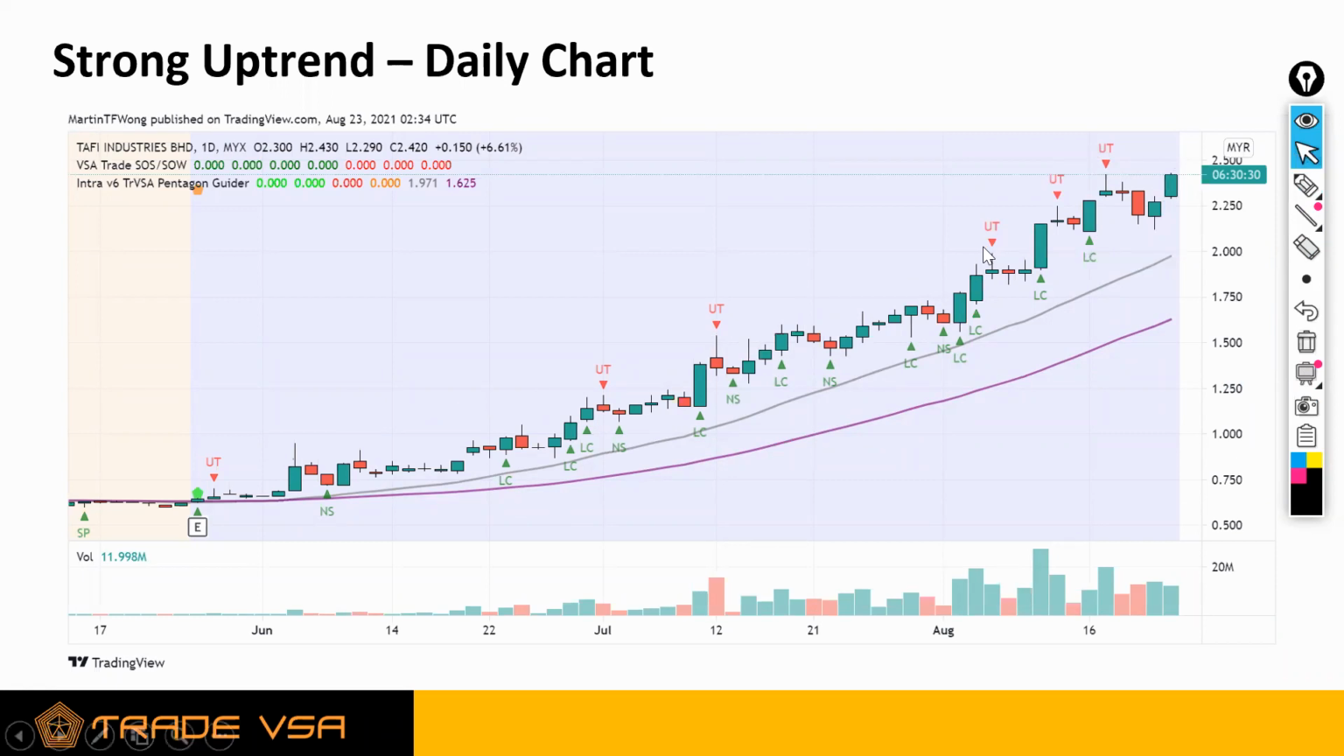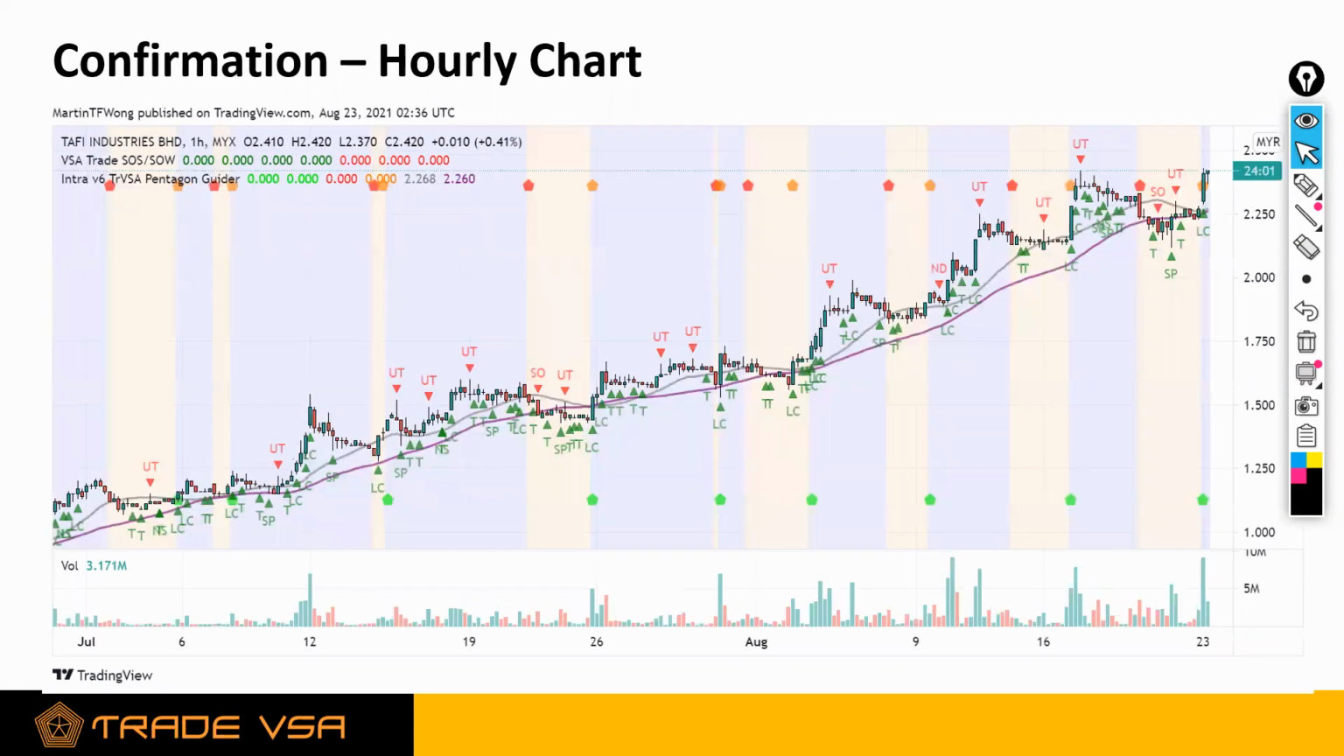So now, for example, if you miss this kind of trade and you want to enter because it's still going up nicely, what I do is confirm entry with the hourly chart. There are a few things you want to do. Is there any narrow spread? Just now, remember that we talked about the narrow spread bar. Hopefully you all still remember.